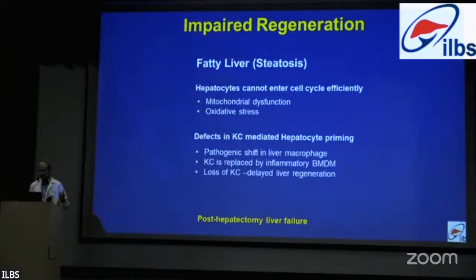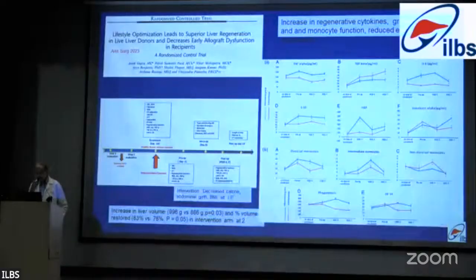In a patient who has fatty liver, like a donor, hepatocytes cannot enter the cell cycle very efficiently because of mitochondrial dysfunction and oxidative stress. And of course, defects in the Kupffer cell mediated hepatocyte priming, and therefore we have a post-hepatectomy liver failure if you have more than 30% of fat in the liver.